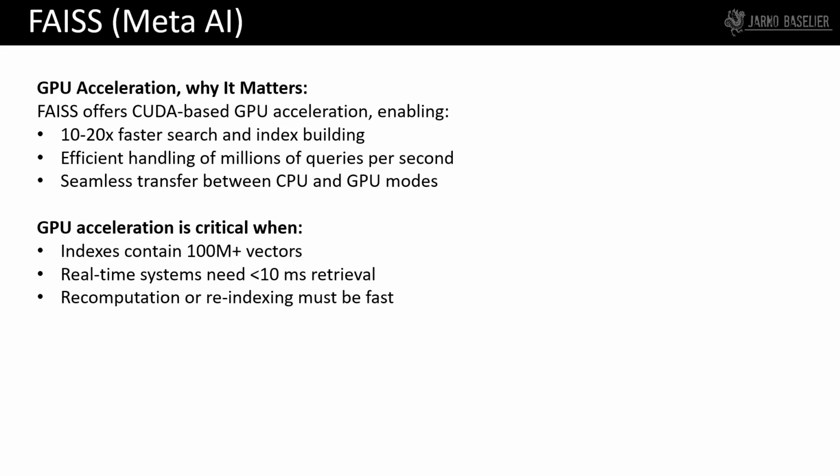GPU acceleration, and why does it matter? Well, FAISS offers CUDA-based GPU acceleration, enabling 10 to 20 times faster search and index building, efficient handling of millions of queries per second, and seamless transfer between CPU and GPU modes. GPU acceleration is critical when indexes contain more than 100 million vectors, where real-time systems need less than 10 milliseconds retrieval, and recomputation or reindexing must be very fast.